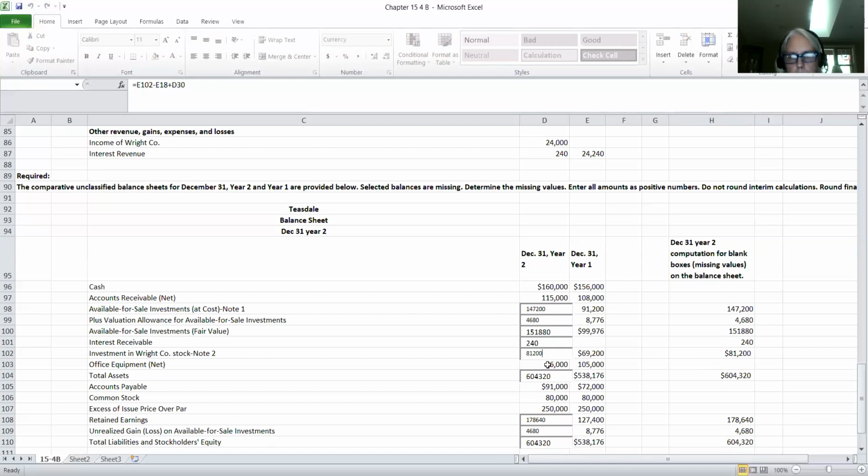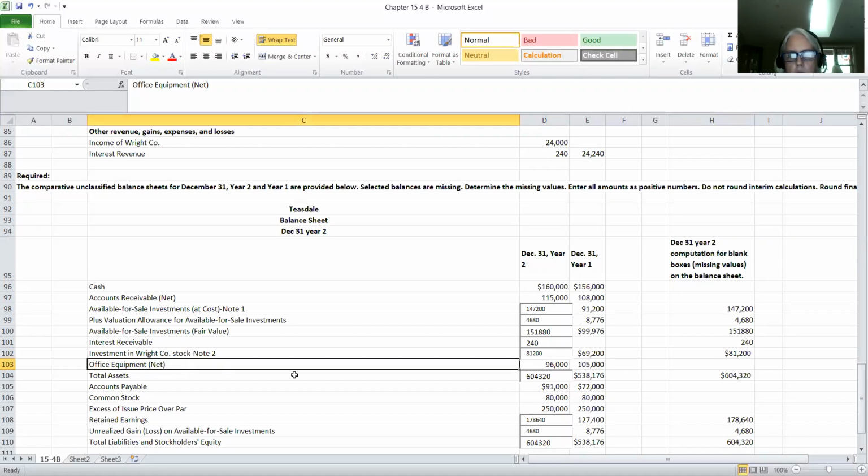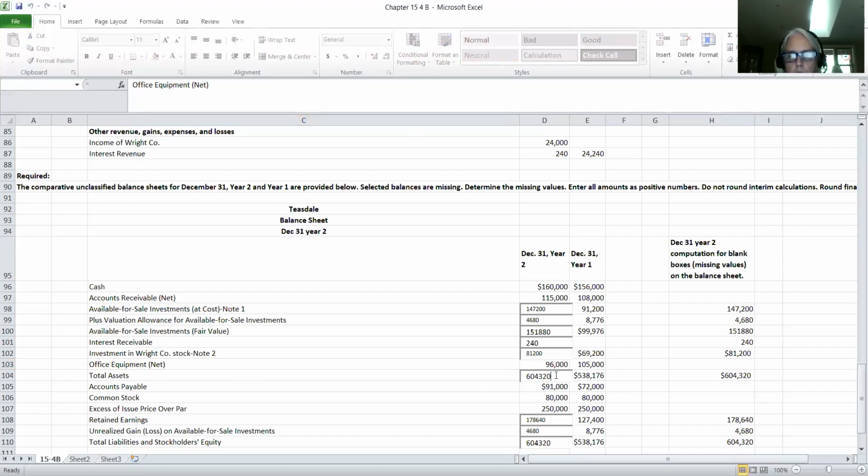The office equipment amount here was just given to you. You didn't have to figure anything in this one. Our next block that we have to figure out is our total assets. I want you to be careful when you're adding up your total assets, because it's real easy to go up here and just add everything together. But what you have to realize is the cash plus the accounts receivable plus the fair value of our available for sale investments plus the interest receivable plus the value of our investment in right company stock plus the office equipment, that's how they're getting this amount.